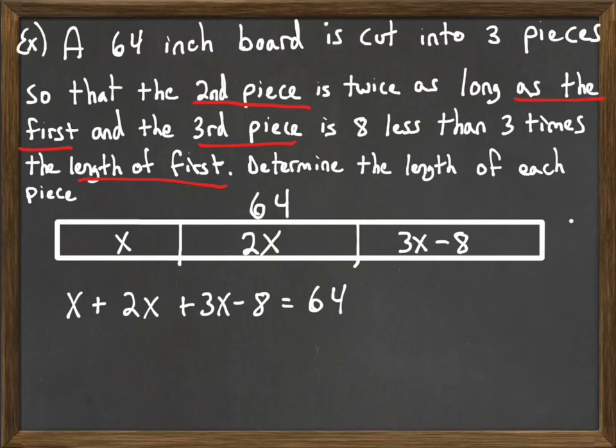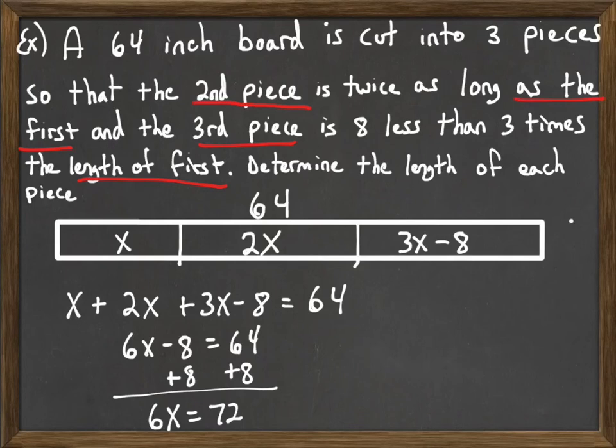Now we can set about solving this problem. x plus 2x plus 3x minus 8. If we combine our like terms, that gives me 6x minus 8 equals 64. At this point, we want to solve for x, so we get the variable term alone by adding 8 to both sides. That gives us 6x equals 72. Then to solve for x, we divide both sides by 6. 72 divided by 6 gives us x equals 12. Then we continue working out this problem.